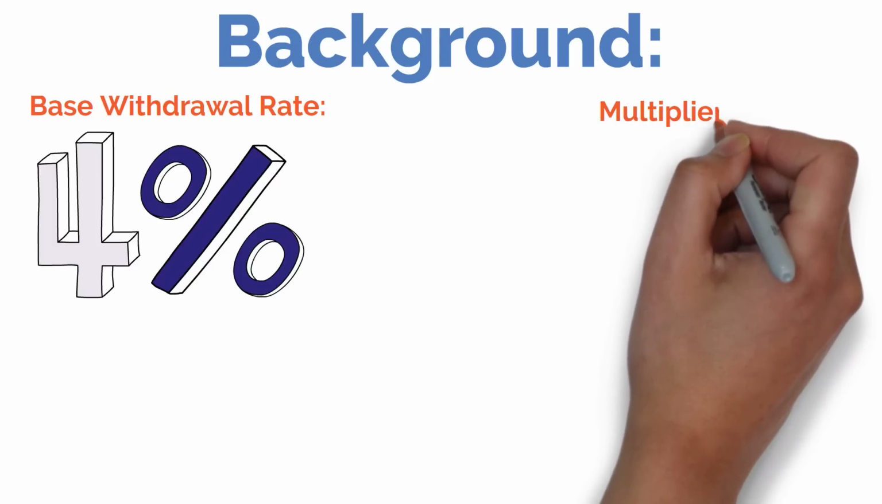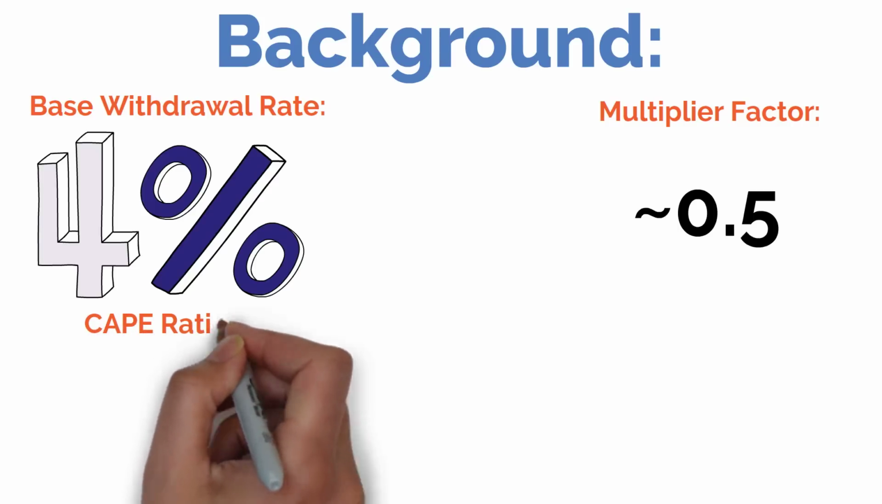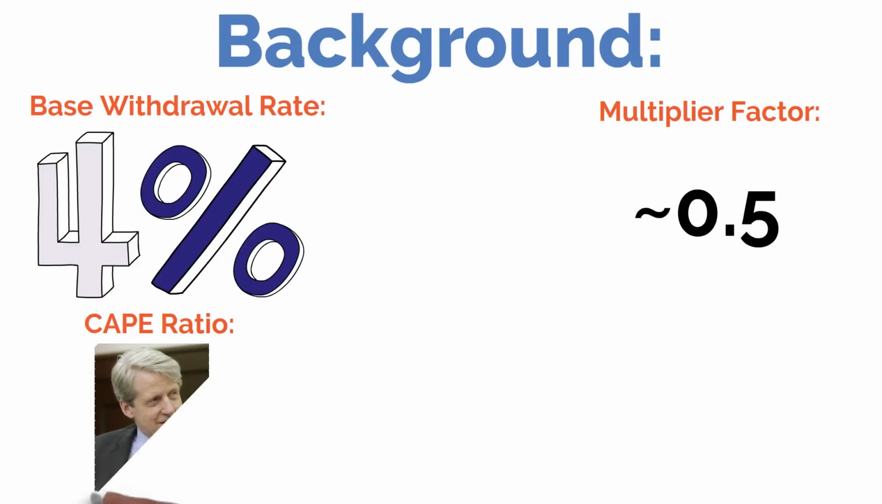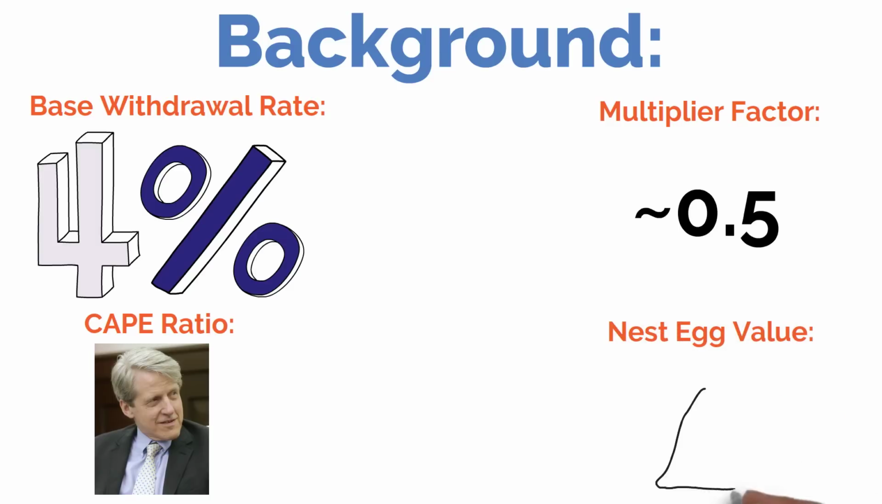Second is a multiplier factor, which determines how sensitive or insensitive you want your year-to-year income stream to be to changes in Robert Shiller's CAPE value. This can also be set to essentially anything you want, but most people seem to set it somewhere in the neighborhood of 0.5. So that's what I'll be doing today. The third is the current CAPE ratio, which you can find on Robert Shiller's website, which I'll leave linked in the description below. And finally, you need the current value of your nest egg before you make any withdrawals.